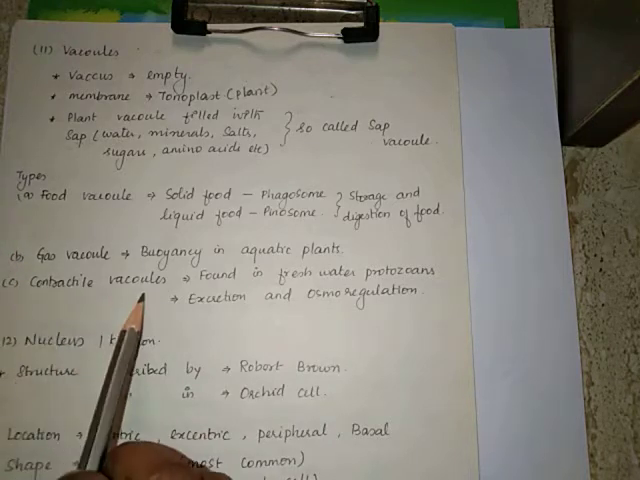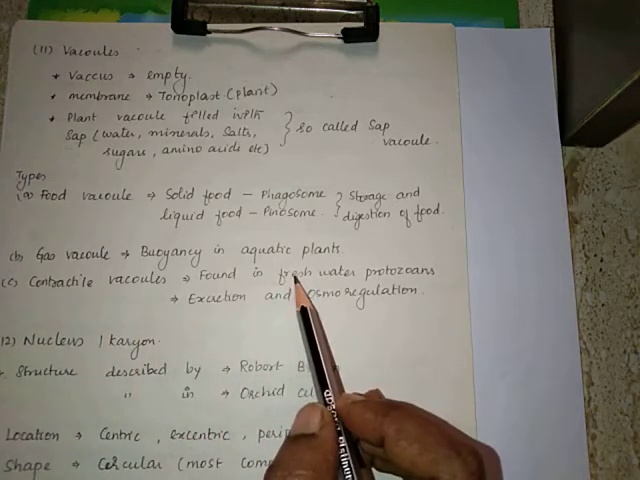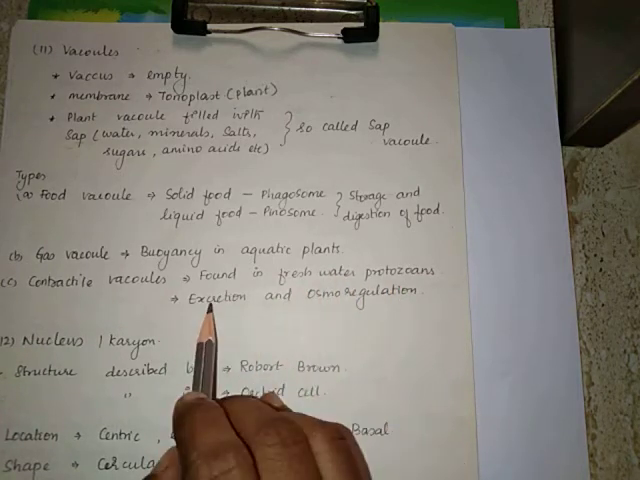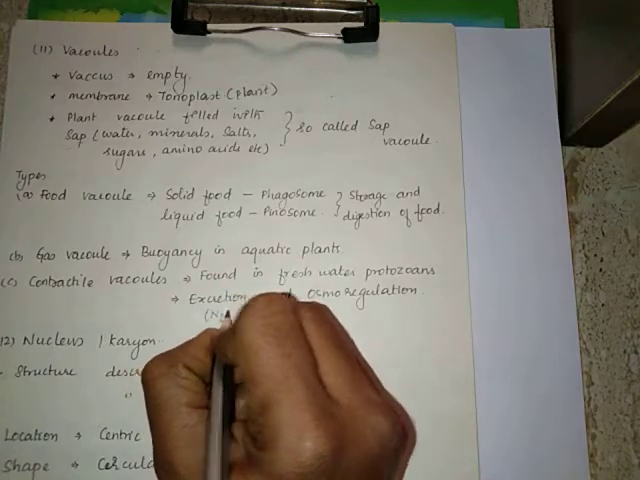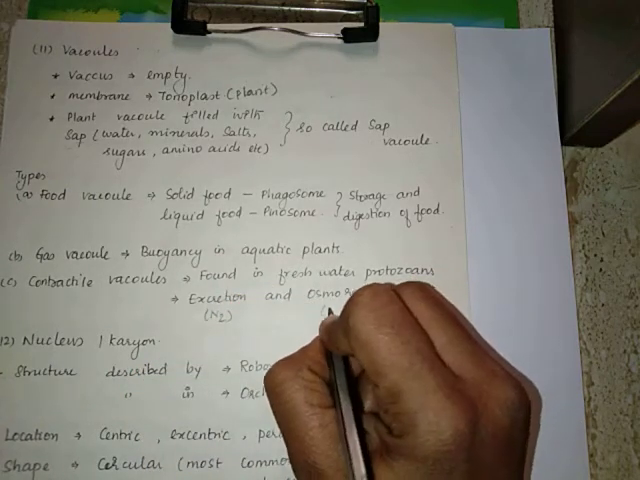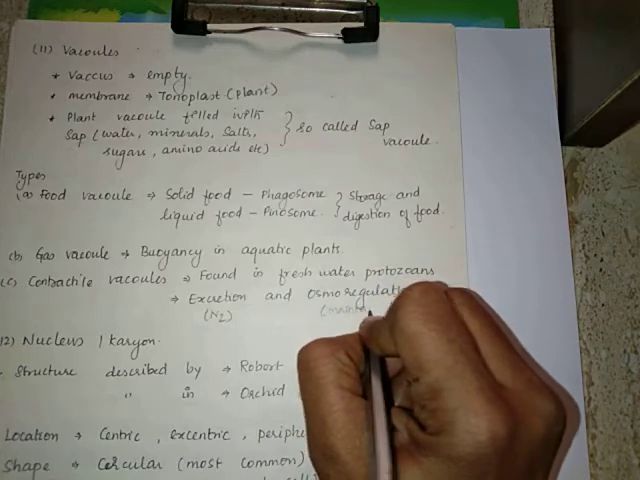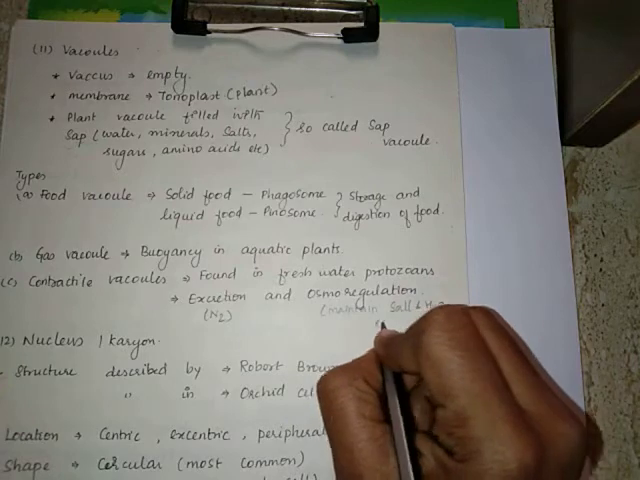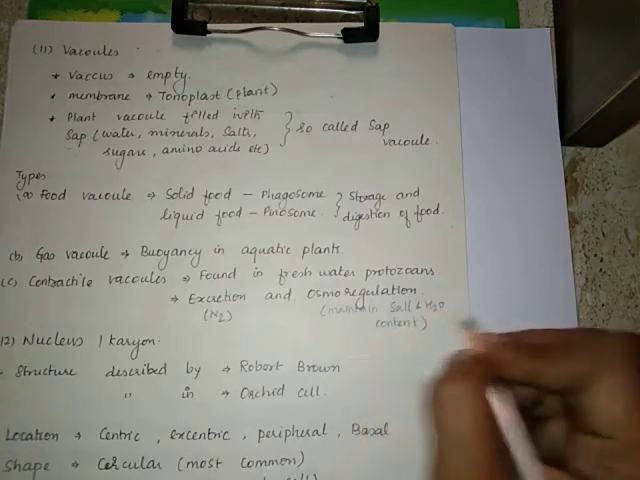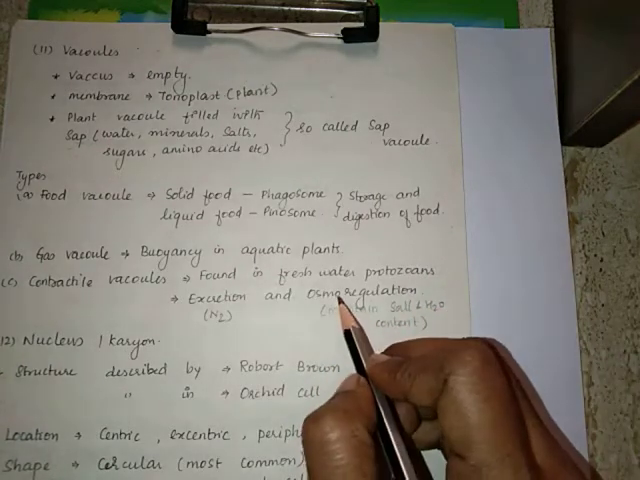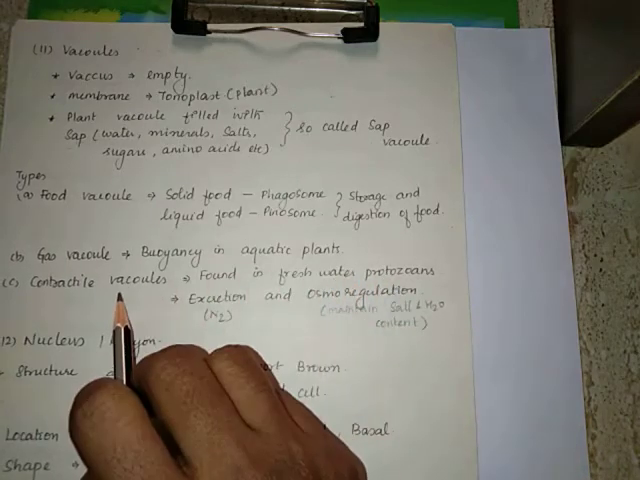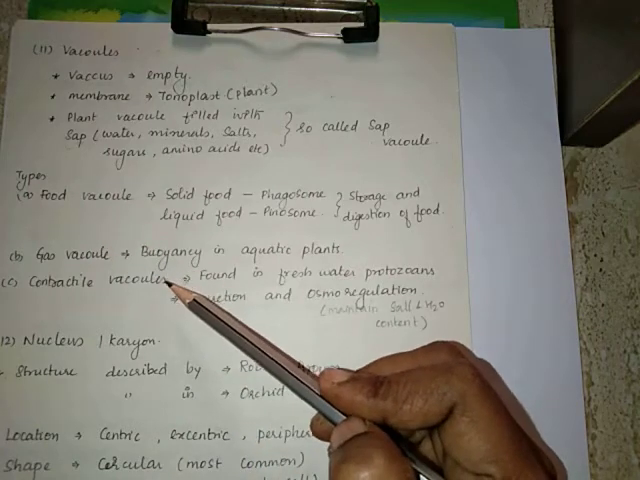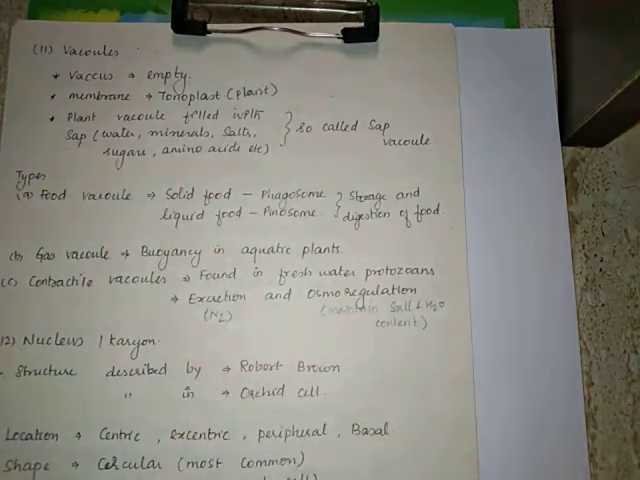The third type is contractile vacuoles. Contractile vacuoles are present in freshwater protozoans. அதோட functions are excretion and osmoregulation. Excretion of nitrogen waste, and osmoregulation is maintaining the salt and water content of the body. இதை maintain பண்ணுறது தான் osmoregulation process. இந்த osmoregulation freshwater protozoans-ல் செய்வது contractile vacuoles. So these are different types of vacuoles, and the naming of vacuoles will be based on their functions.